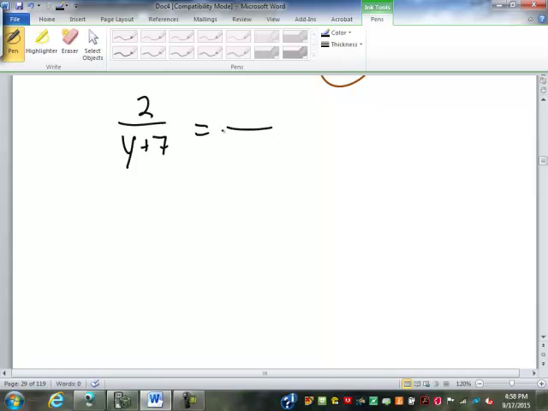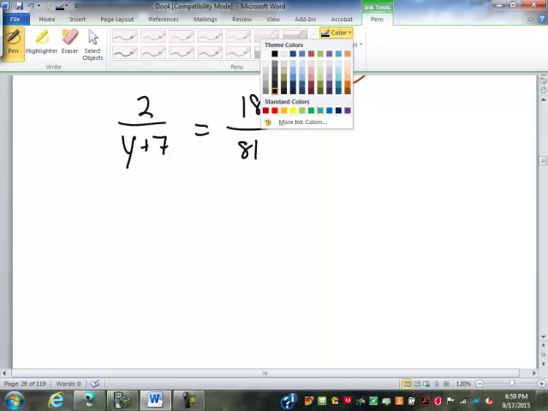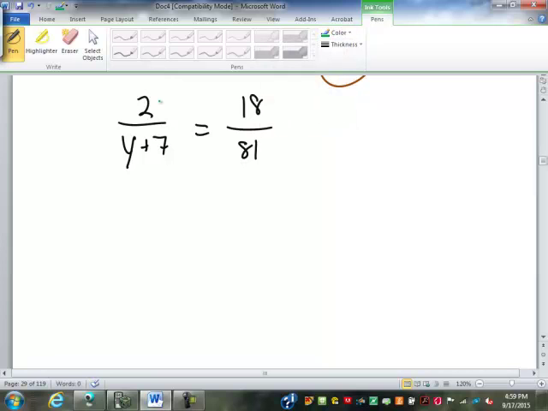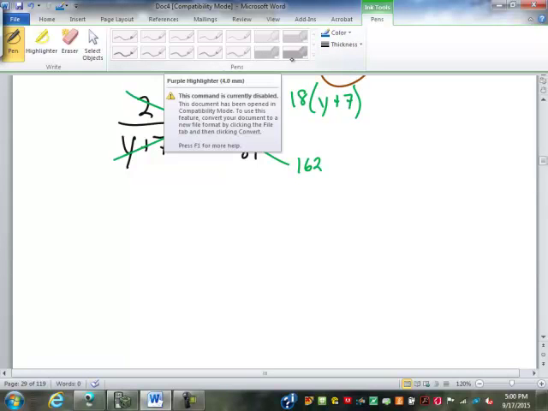So we have 2 over y plus 7 equals 18 over 81. Find y. Tell me what y equals. So I'm going to cross multiply and solve the equation. 2 times 81 is 162. Going in this way, we have y plus 7 times 18. So I'm going to write it as 18 times y plus 7, just because I'm more used to having the number in front of the parentheses instead of after.